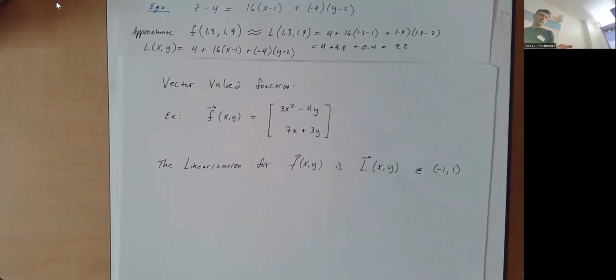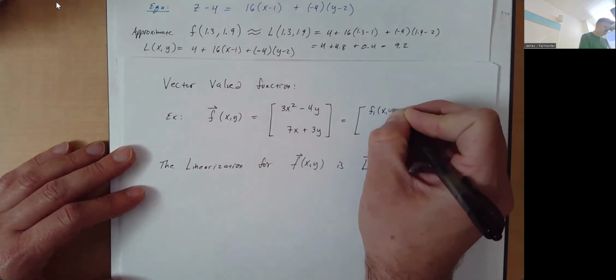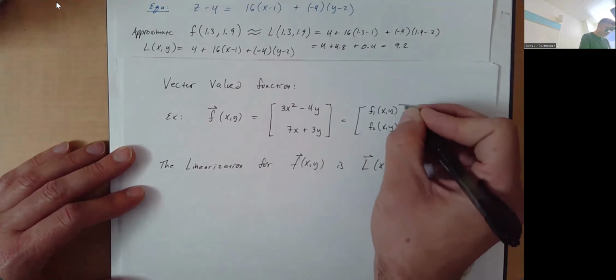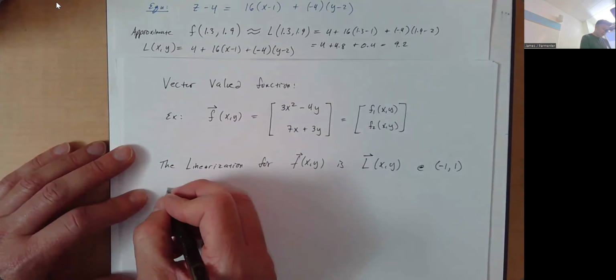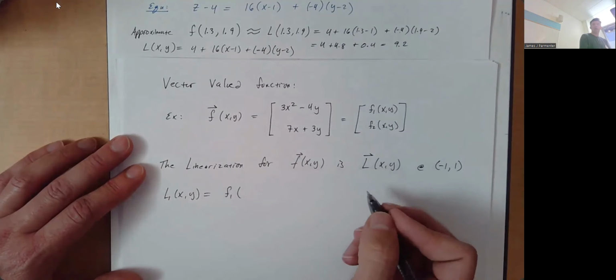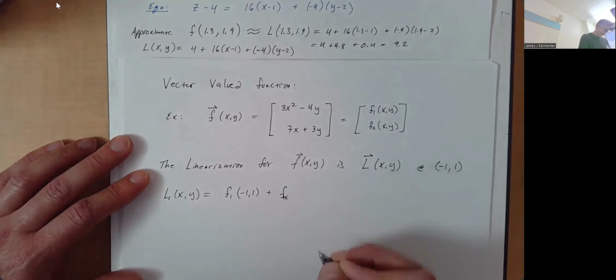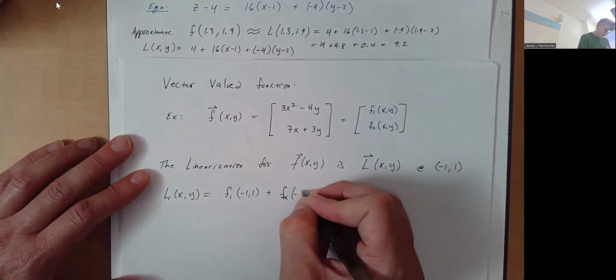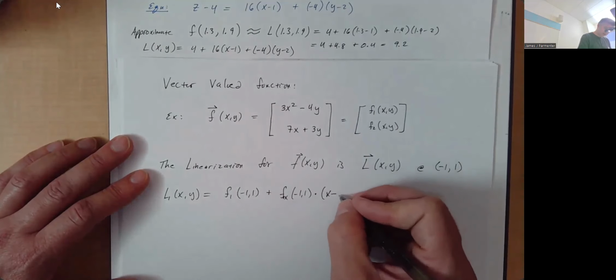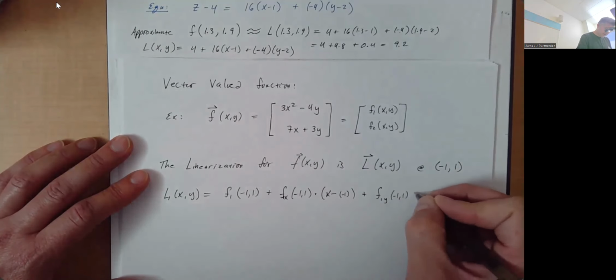The short answer to this question is we're just going to linearize each function separately and then write the result as a vector. So let's just do them piece by piece. People often call these f1 of x comma y and f2 of x comma y. For the linearization of f1, L1 of x comma y is the usual thing: f1 of x naught y naught plus the partial derivative of f1 in the x direction at -1, 1 times x minus -1, plus the partial derivative of f1 in the y direction at -1, 1 times y minus the y coordinate.